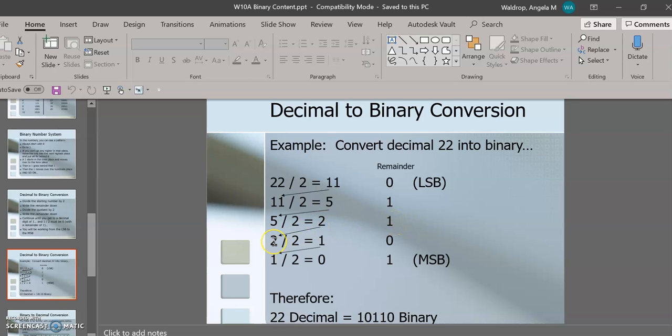We take the 2 down to the next row. 2 divided by 2 is 1, with no remainder, so we put a 0 there. And then we take 1 divided by 2, 0, and then we have 1. So if we go ahead and read these numbers, we're going to start at the bottom and work our way up, because we started with the least significant bit, and we go down to the most significant bit. So 22 decimal is equal to 10110 in binary. Okay? So that's how we convert from decimal to binary.